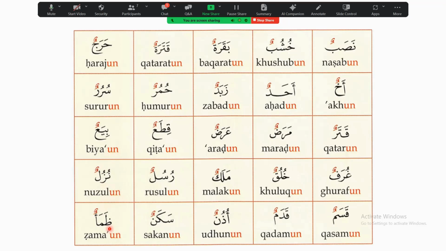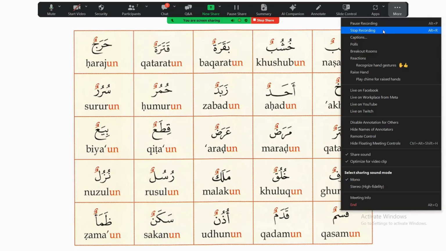And yes, we will be seeing the tanweens at the end of the words, on the last letter of the words, inshallah. So that was it for today's session, in which we have discussed the tanween. If you have any query regarding this lesson, you can inshallah ask me right now, and then we will inshallah end this session.